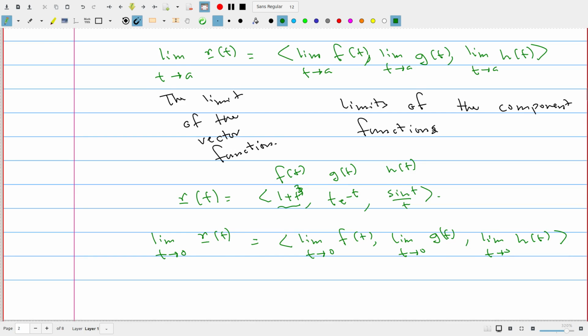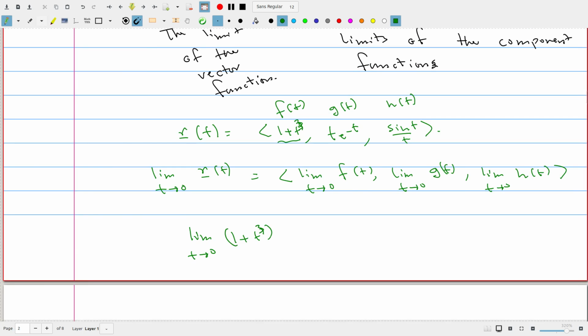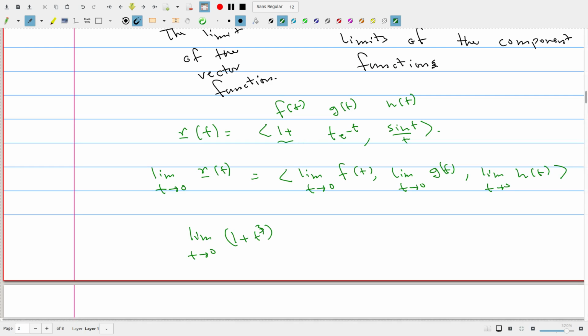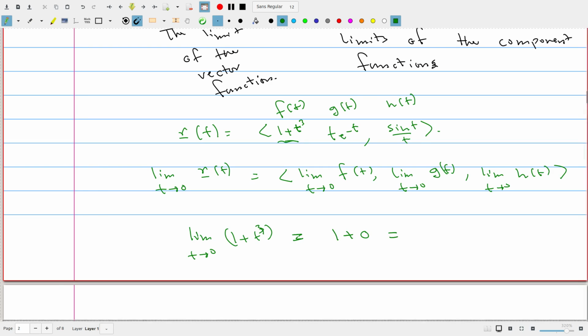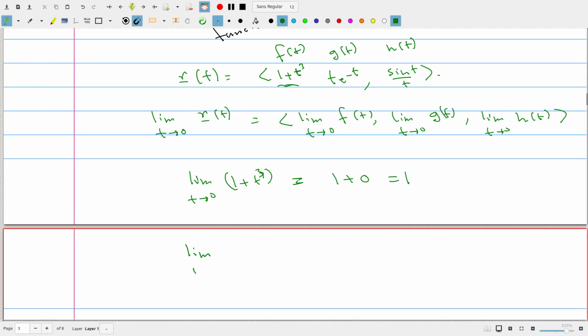So what is the limit as t goes to 0 of f(t)? That is equal to the limit as t goes to 0 of 1 plus t cubed. I should write this as t cubed. 1 plus t cubed is a polynomial function, so this is a continuous function. So this is equal to 1 plus 0 equals 1. The limit as t goes to 0 of t e to the negative t equals, of course, 0, because t is going to 0.